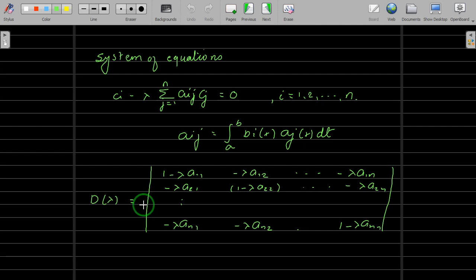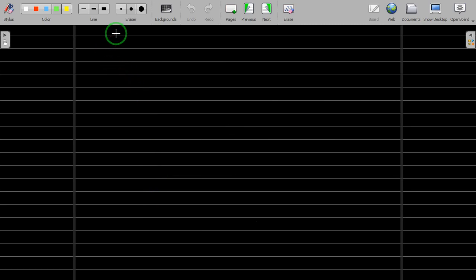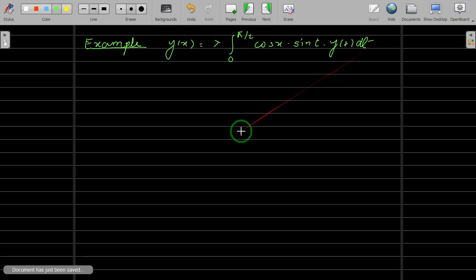So here let us take one example and follow the entire procedure again. I think I have given the example. Okay, y of x is equal to lambda integral 0 to pi by 2 of cos x sin t y of t dt. Same problem, right?